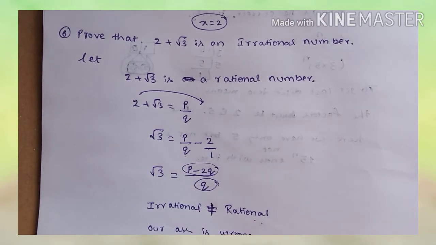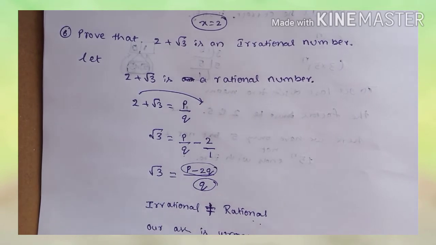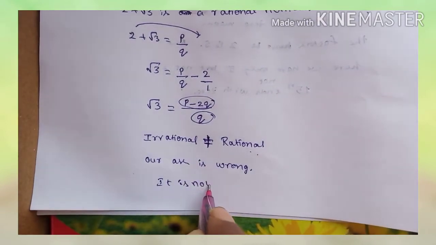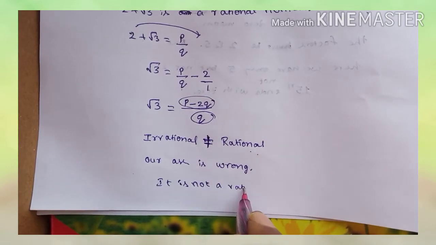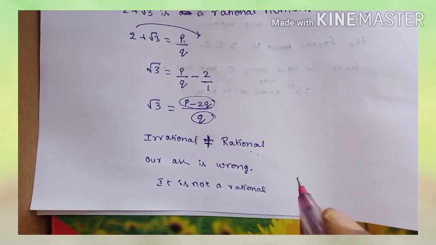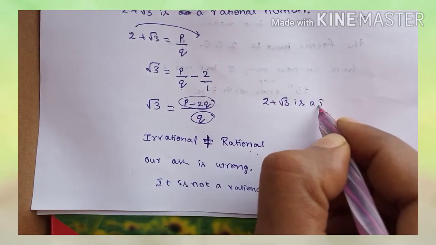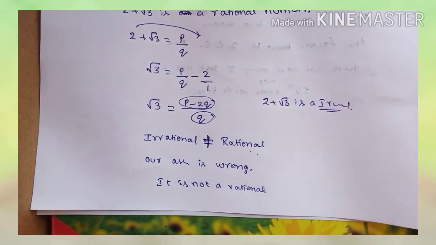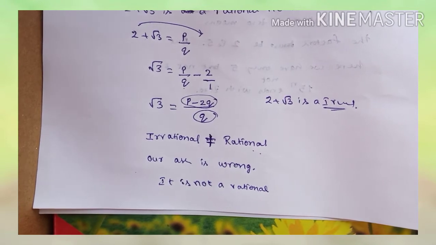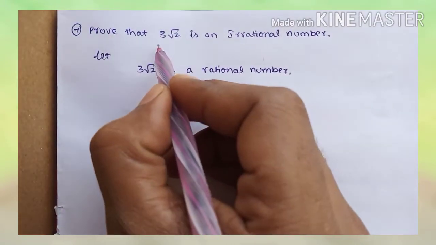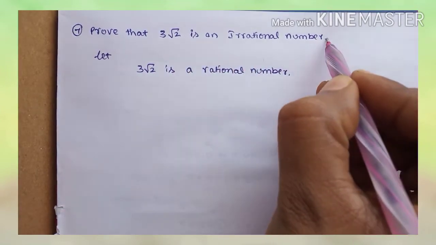It is not a rational. Our assumption is wrong. It is not a rational number. So 2 plus root 3 is an irrational number. Not only this, any such problem we can solve by this method. Okay, next one. Now the next one: prove that 3 root 2 is an irrational number.